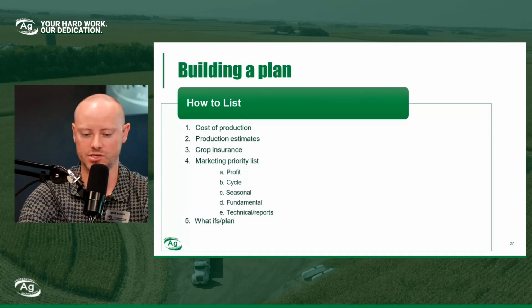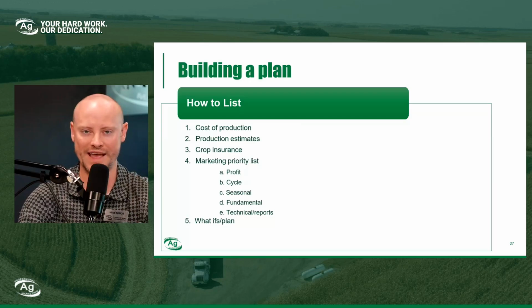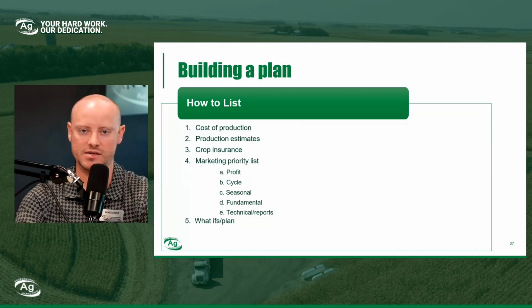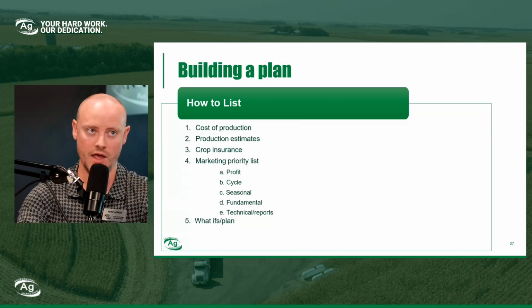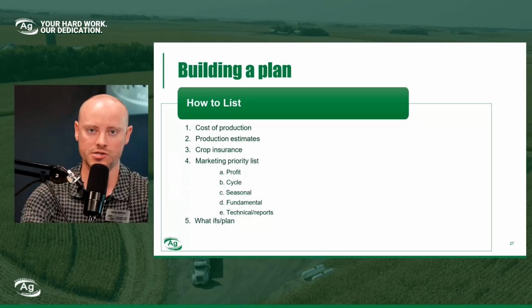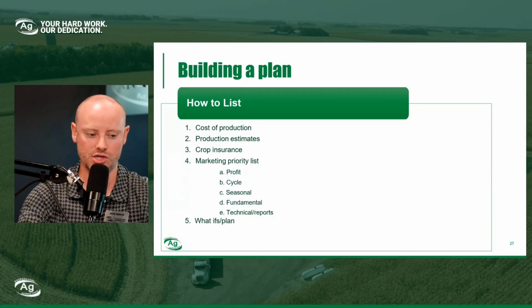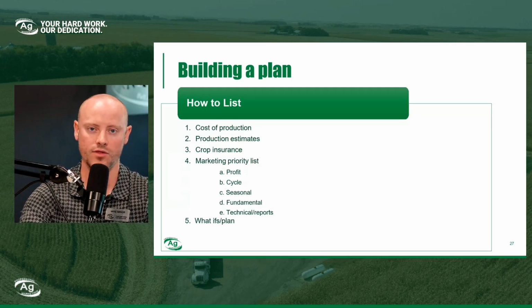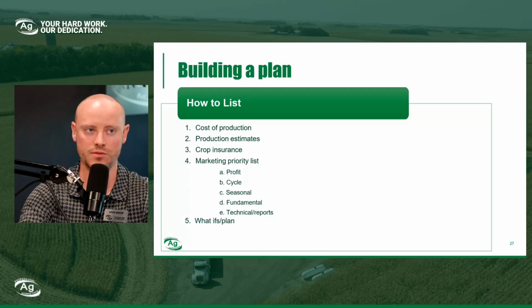So the how-to list, when I look at just building a plan out, this is my priority list from top to bottom. I start with, let's figure out your cost of production. Let's look at your production estimates next, what acres and yields you plan to have, how many of those are marketable bushels, maybe you have share crop, things like that. What are you going to feed out of those bushels? How do you want to manage those feed bushels?